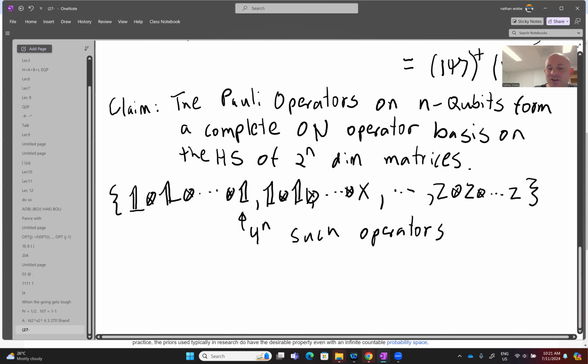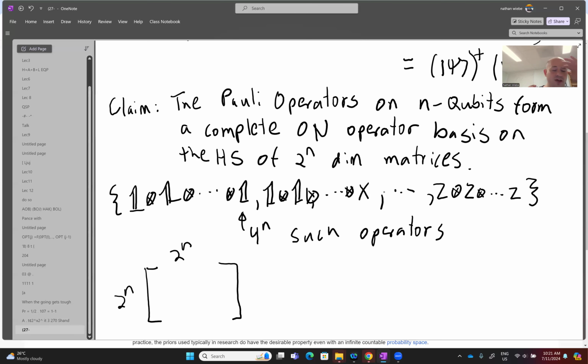Now, if we're taking a look at n-qubit matrices, they are going to be of the form 2^n by 2^n. I should mention, just for the mathematically inclined, that matrices are just a representation of linear operators on a finite dimensional Hilbert space. But I'll often end up using the term matrix and linear operator interchangeably, even though matrices are just a representation of the linear operator. So if we are dealing with Pauli operators over here, the claim is that they form a complete orthonormal operator basis with respect to the Hilbert-Schmidt inner product on the Hilbert space of 2^n dimensional matrices.